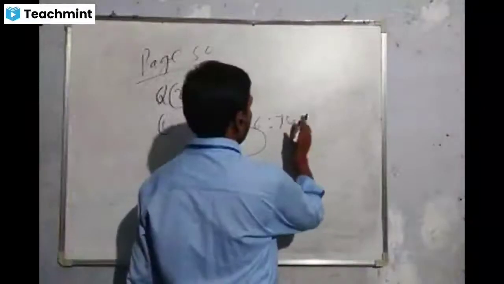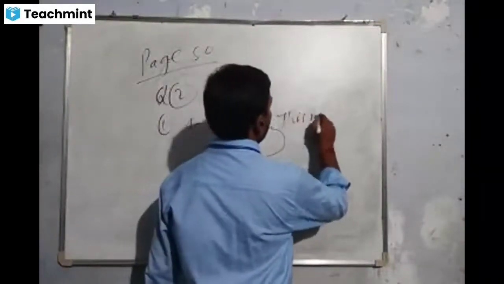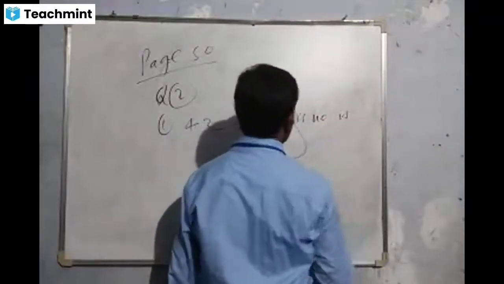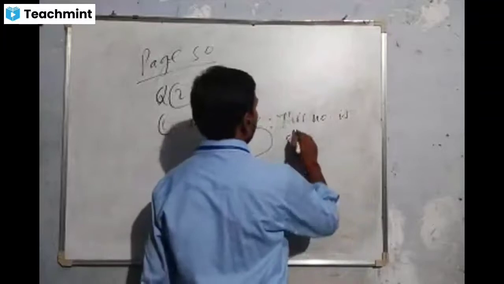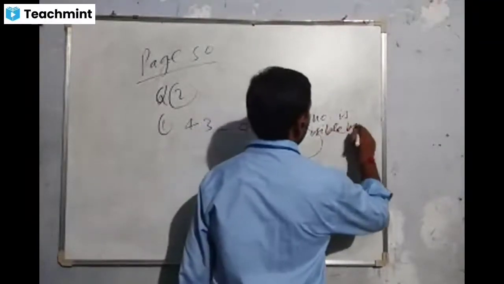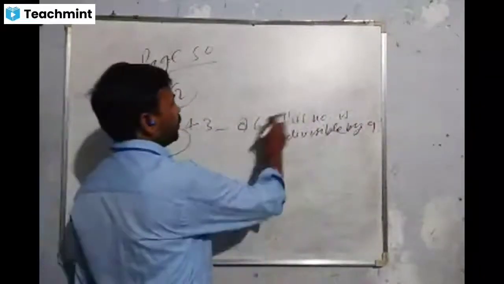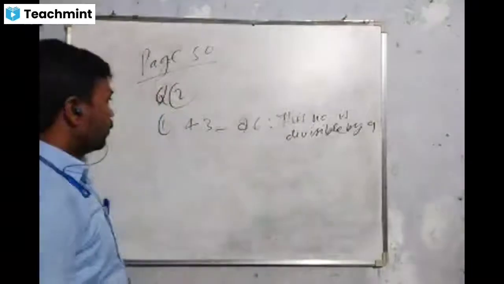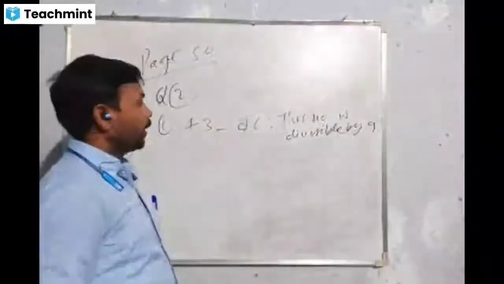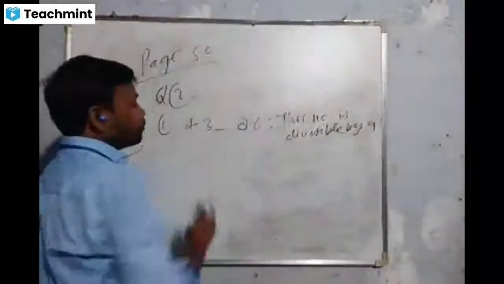This number is divisible by 9. So you know the test of divisibility by 9. If the sum of the digits is divisible by 9, then the given number is divisible by 9. So which digit should be here?